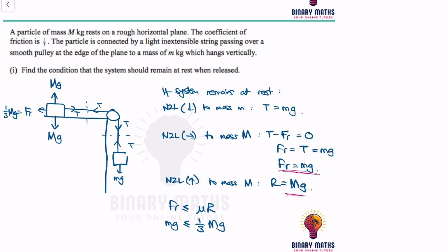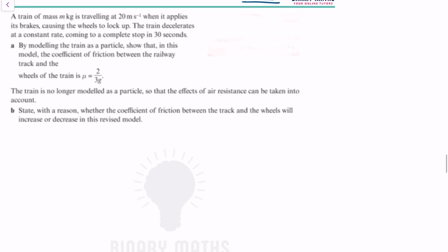Okay, so what we do know is if we divide by g, we get m is less than or equal to a third M, capital M, which implies 3 little m must be less than or equal to M. So that's the condition that the system should remain at rest. So M must be greater than or equal to 3 times the lowercase m. Okay, the last question I'll go through.